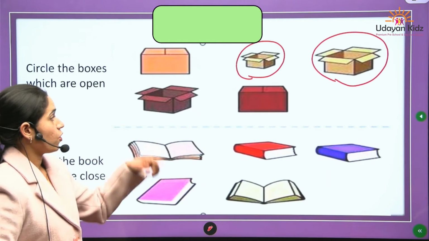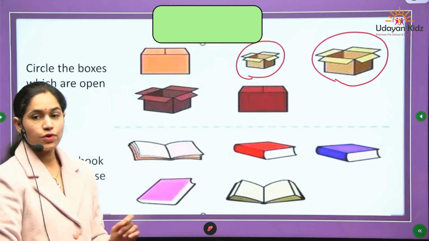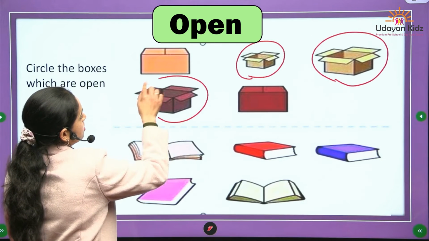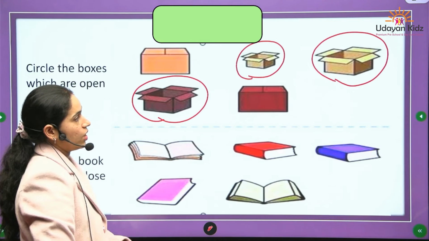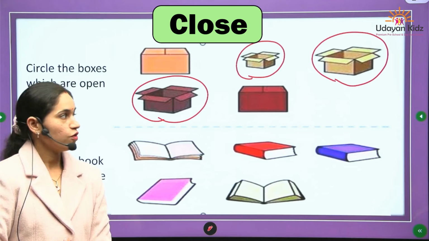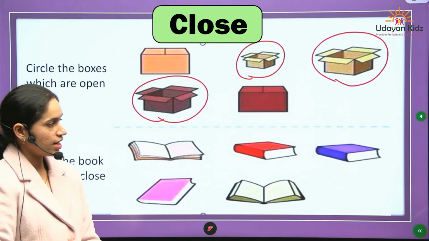Now tell me, is this box open or close? Open. Yes. So, we will circle this box. Now, is the next box open or close? Close. So, we will not circle it.